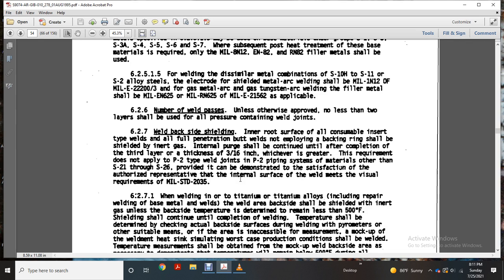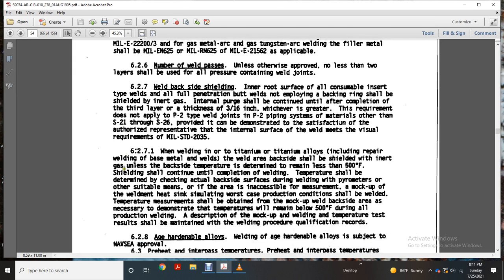Type of welding joint and pipe 2 piping system materials S21 through S26 provided with the demonstrated satisfaction of the authorized representative, the internal surface of the weld meets visual requirements of military standard 2035. When welding in or on titanium alloys, including repair welding of the base metals and the welds, the welding area backside shall be shielded with an inert gas unless the backside temperature is determined to remain less than 500 degrees Fahrenheit.